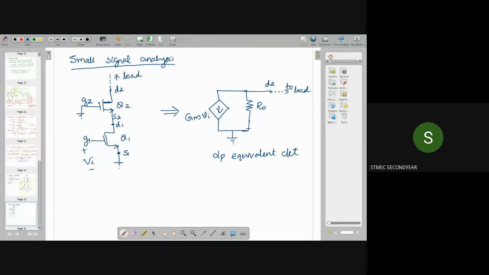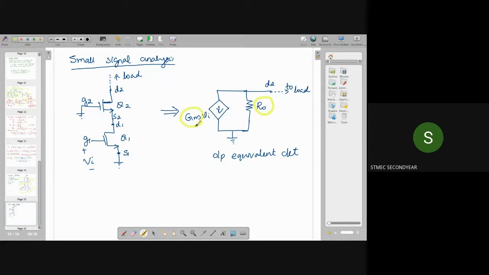which is connected to load. So our aim is to determine what this gm and R0 value are, in order to get the output equivalent circuit for this cascode configuration. Okay. So first of all, we can find this gm.